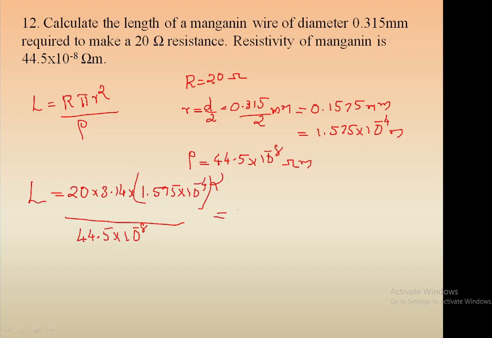The answer will be: the length of the manganese wire is equal to 3.5 meter. 3.5 meter.